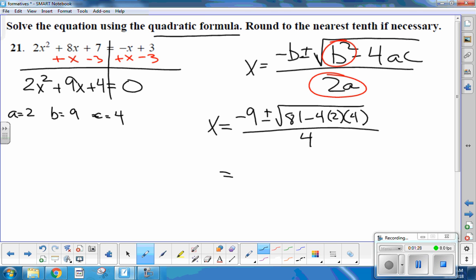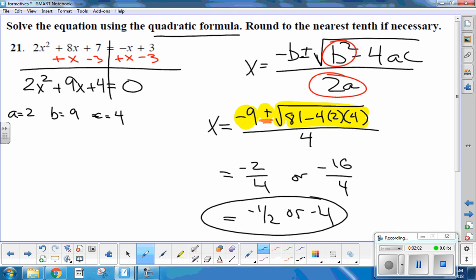And now I grab a calculator and I'm going to type in the -9 plus, and then the whole square root. When I do it with the plus sign, I get -2 over 4. When I do it with the minus sign, this is a minus sign right there that you have to use, I get -16 over 4. Then I go ahead and just divide those. This is -1/2. You could use the decimal if you want. And this is -4. And then here are my answers.